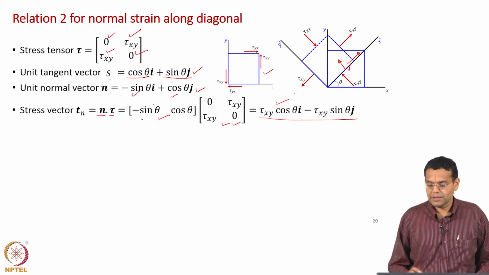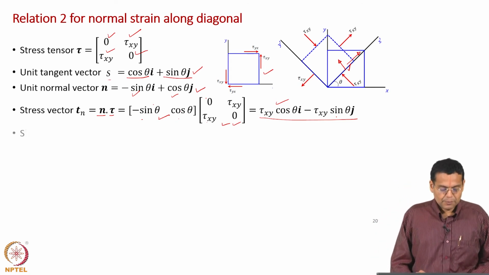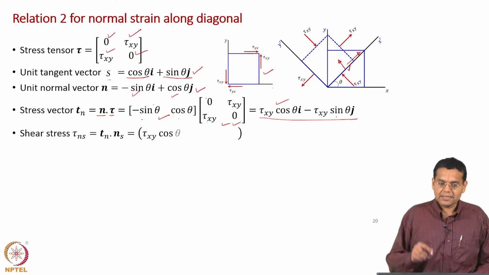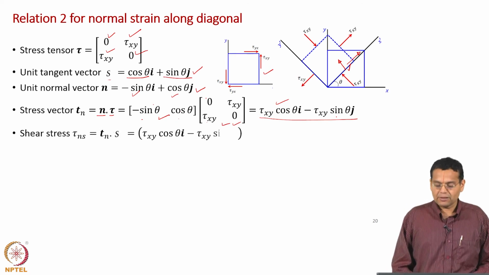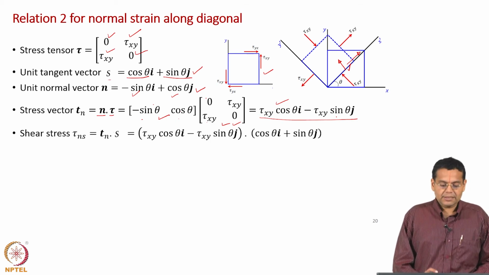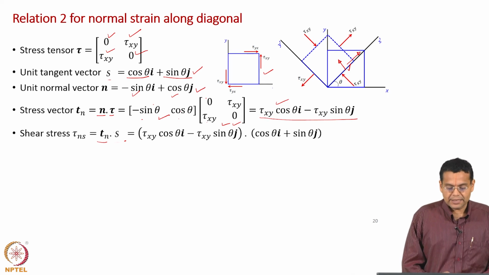Similarly, the other component will give you minus tau xy sin theta j. Okay. Now, once we have found the stress vector, we have already seen examples, we know how to find the shear stress, the normal stress, etc., acting on the plane. So, let us find the shear stress. What do you do? It is just the projection of the stress vector along the tangential direction. So, take a dot product of the stress vector with the unit tangent vector.